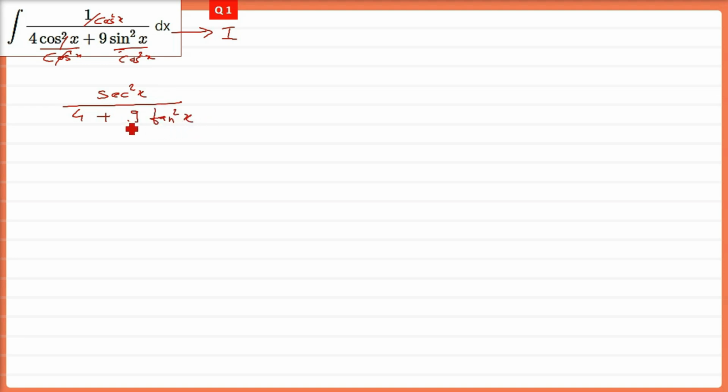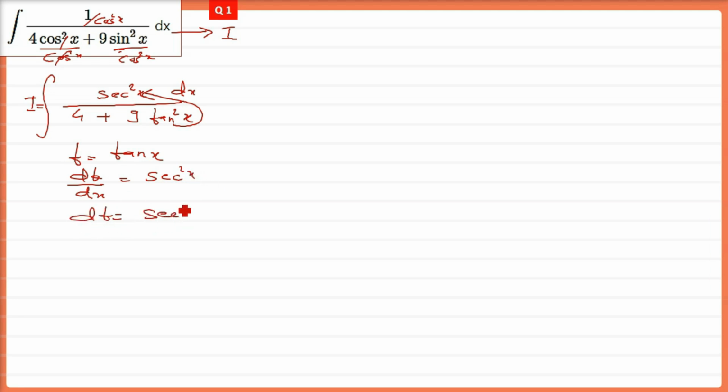Now you see what you have to choose. Sometimes you don't choose it properly, and then you see that you have made a slight deviation from the actual track. For example, here if you take tan x, you know that tan x will give rise to sec square x. So you need that numerator. So t equals tan x, dt by dx will become sec square x. That is, dt will be equal to sec square x dx.